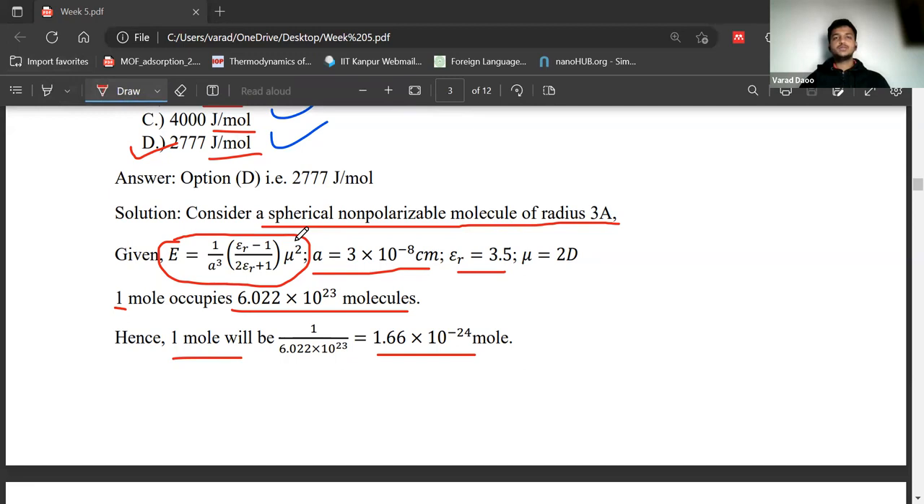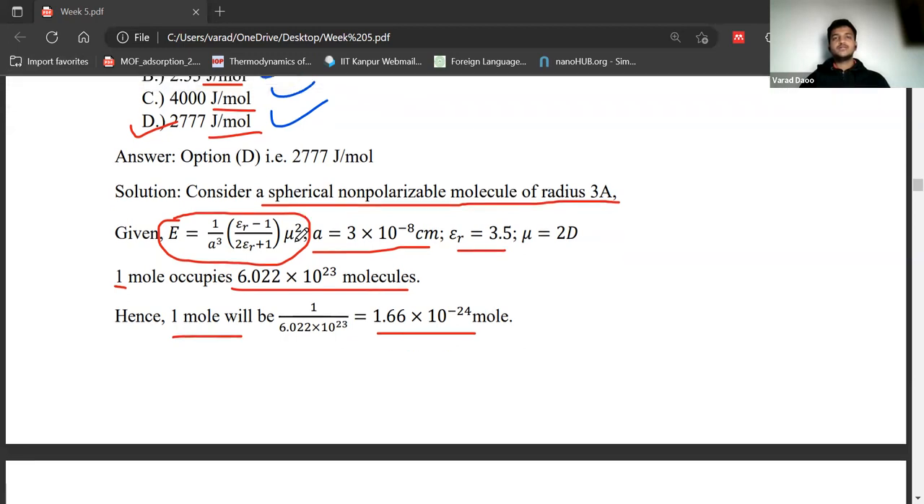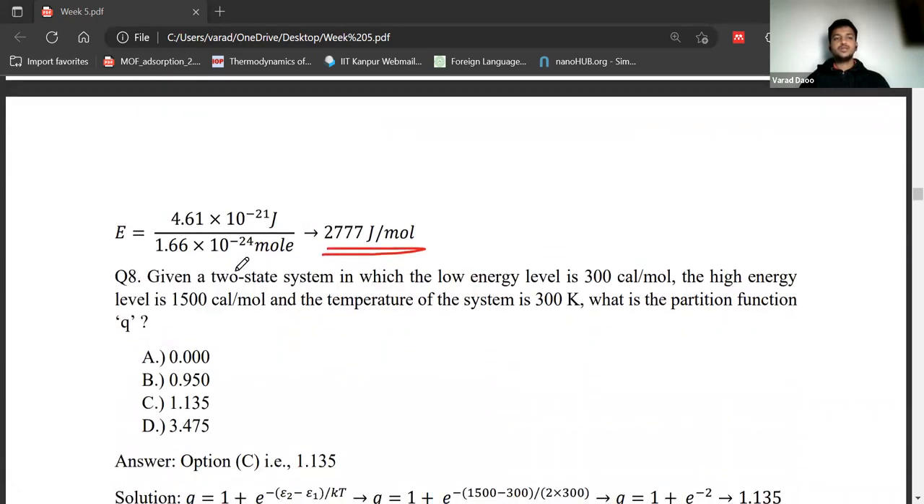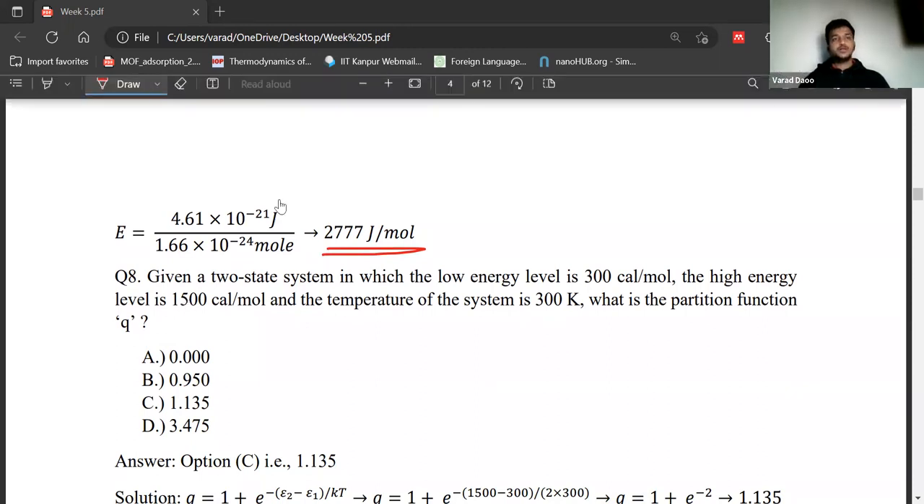Okay, nobody has any doubts? Okay, then we'll move on to the next question. So what we are given is, let me change the color.